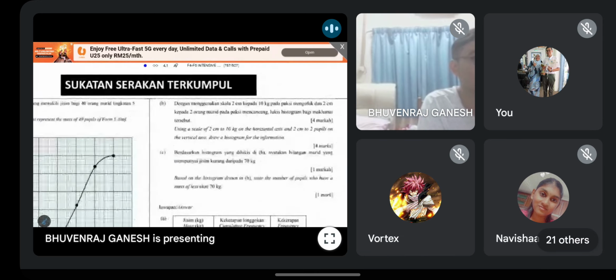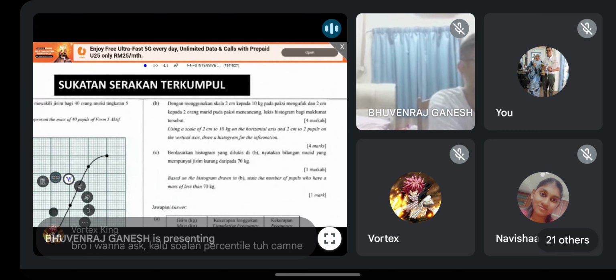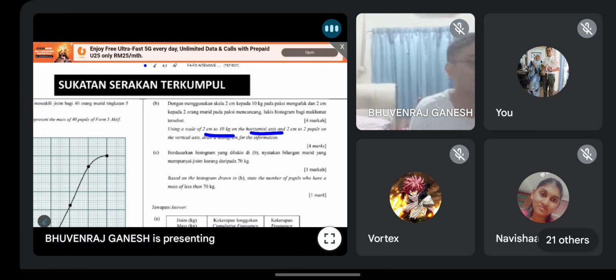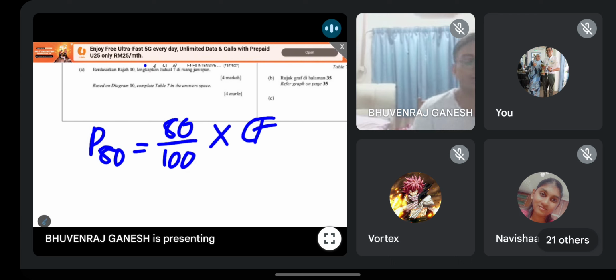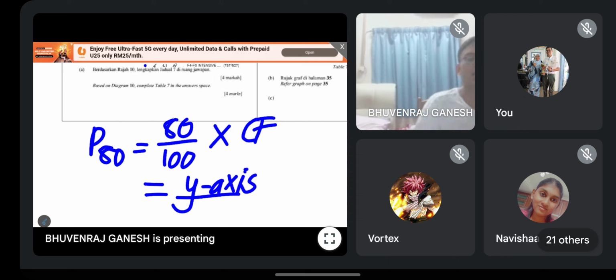Okay, so you can see lah, first question, using a scale. Tengok, soalan akan bagi tahu skala, 2 cm to 10 kg, horizontal axis. Oh, yeah, I forgot to talk about that actually. Very simple, Andy. Same concept only. Guys, for the 80th percentile, how to count? 80% times CF, cumulative frequency, kekerapan longgokan. Nilai yang kamu dapat adalah nilai kat paksi Y, Y-axis. Later, kamu kena cari nilai sepadan kat paksi X untuk dapat jawapan.